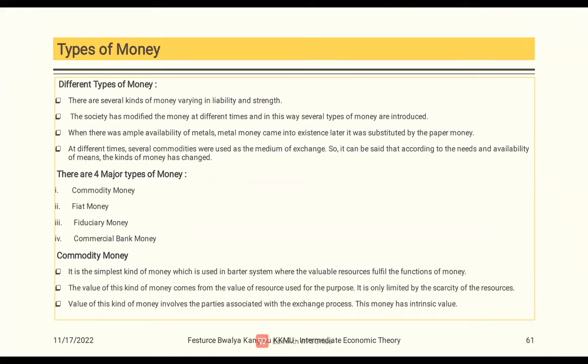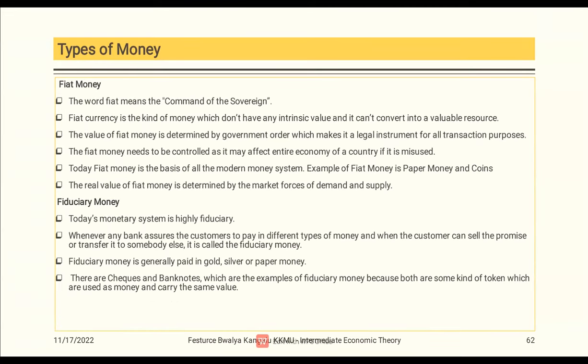Okay, there are four major types of money: commodity money, fiat money, fiduciary money, and commercial money. With commodity money, this is the simplest kind of money, which was used in the barter system, where valuable resources fulfill the function of money. So this is what I was saying: commodity money. You use a commodity, right? Such as gold, something that has some intrinsic value, gold, silver. That's commodity.